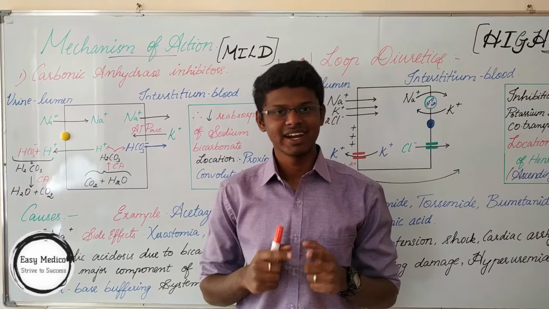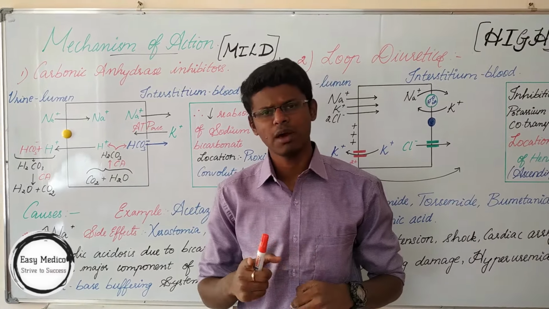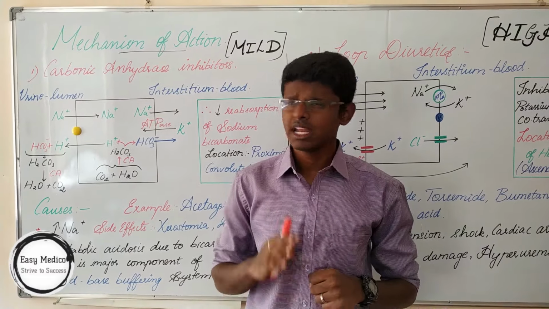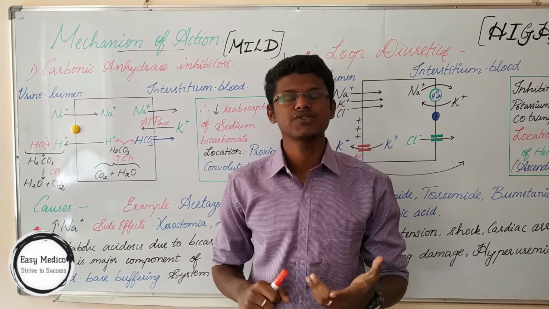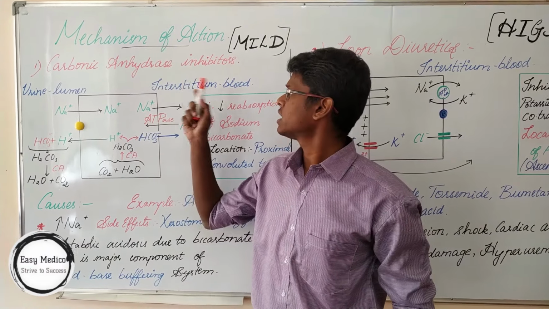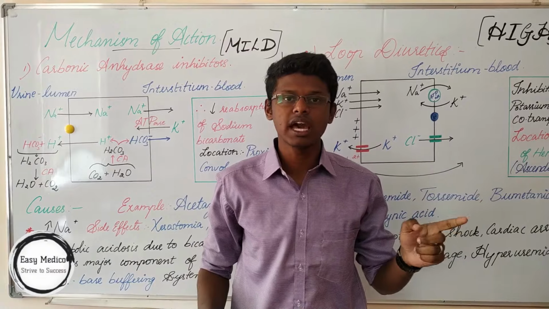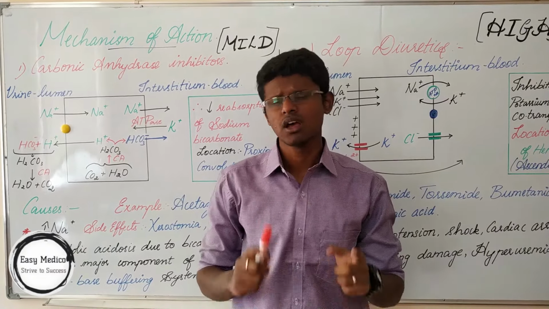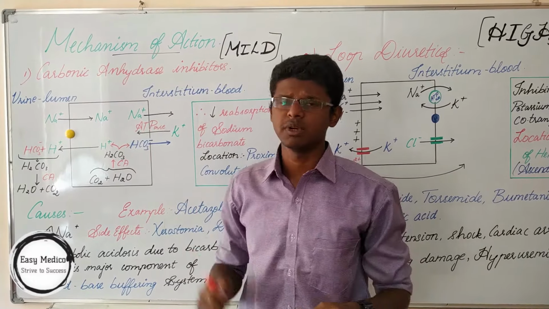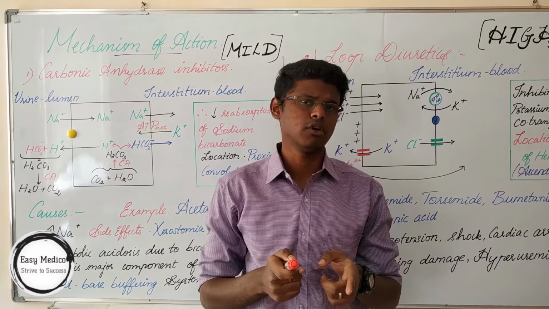Friends, previously we were discussing the mechanism and what happens in the nephron. Now let's move on to the mechanism of action of drugs. Based on their mechanism, they are classified into 5 types: carbonic anhydrase inhibitors, loop diuretics, thiazide diuretics, potassium sparing and osmotic diuretics. First, carbonic anhydrase inhibitors. What is their action and where are they found?